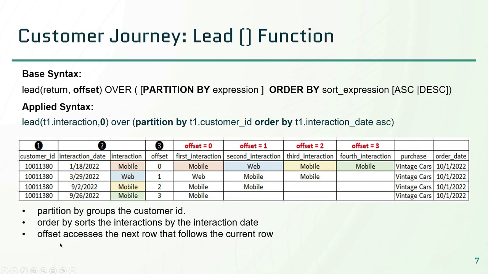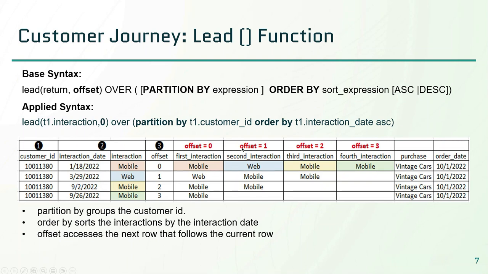And then you can also see the offset accesses the next row that follows the current row. So essentially what that means is, for example, in this data set you can see that our offset is set to 0, and that offset is acting upon this interaction column, which is right here. In this case, we have mobile here with an offset equal to 0, so you would get mobile here.